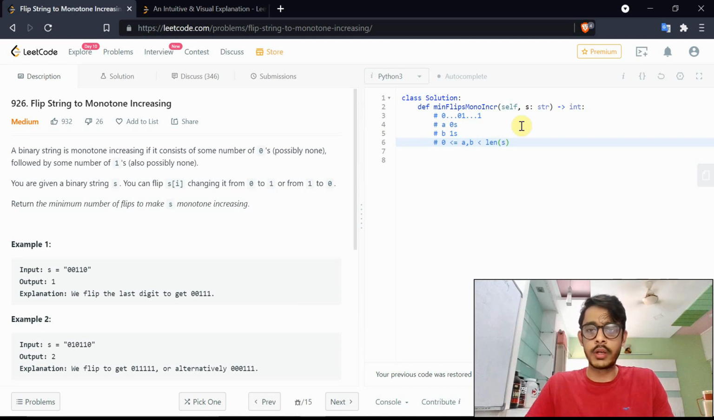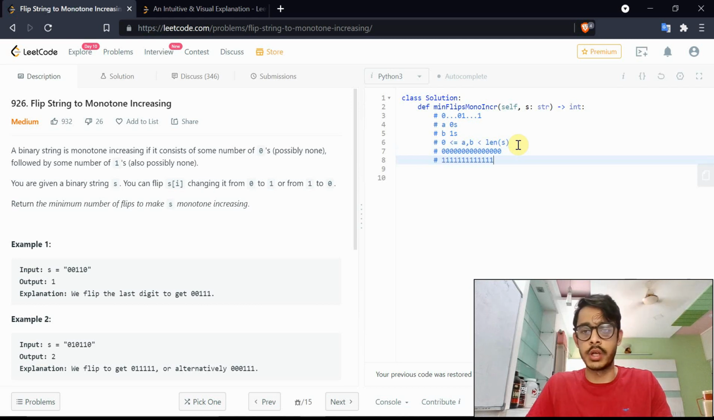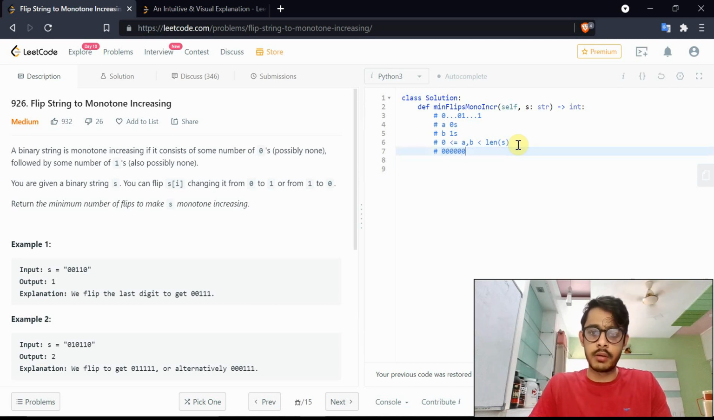Now, we define a monotonically increasing string in this way. There are a couple of zeros towards the starting and a couple of ones towards the ending. They could be A zeros and B ones, mathematically speaking, and they could range from 0 to the length of S, which means that the entire string could be just zeros or the entire string could be just ones. Both of these are valid cases as well. However, the more generic representation is a couple of zeros here and a couple of ones here.